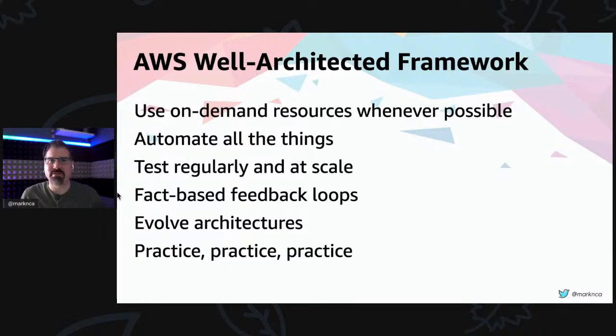Similarly, automate everything. Don't do things by hand unless you're just testing out the proof. And as you're doing that by hand, create the automation as you go. You should not be doing things by hand at this point because it's just so much easier to automate it. Almost everything's available through an API or a CLI command. Take advantage of that. That makes testing regularly and at scale very, very easy.